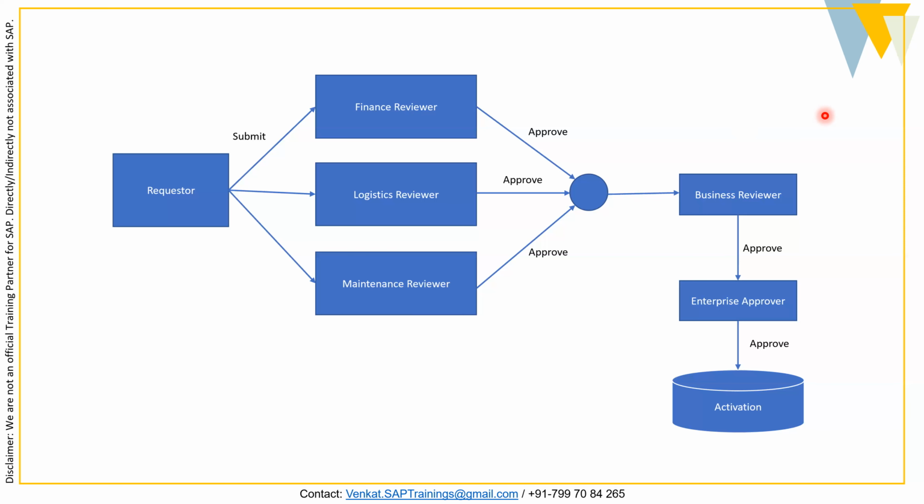So here you need to imagine this itself is a split step, and this circle, whatever it is, is the merge step. That's it. So once all are approved, then it goes to another level of workflow.